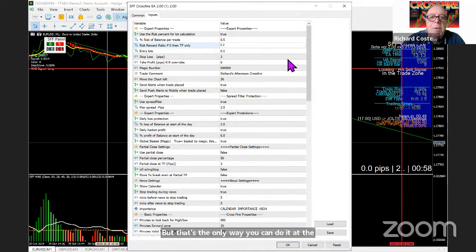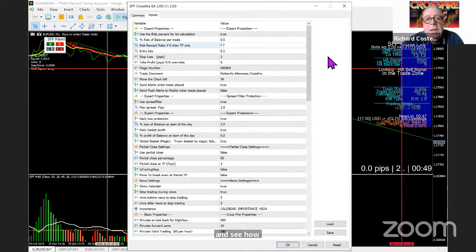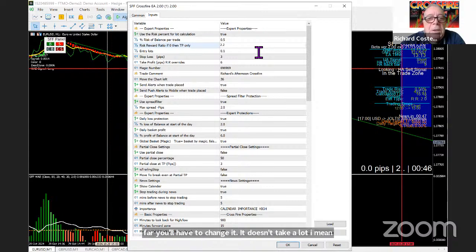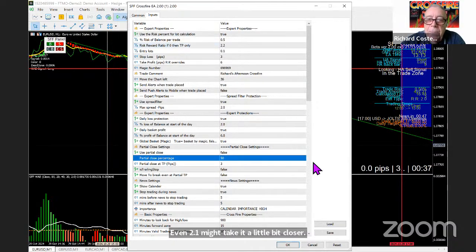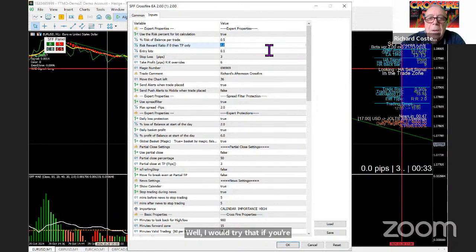And it's worth an experiment. If you're still doing it on a demo account, just give it a go and see how far you would have to change it. It doesn't take a lot. I mean, even 2.1 might edge it a little bit closer. But I would try that if you're concerned about your... say that's 2, isn't it? Yeah, okay.